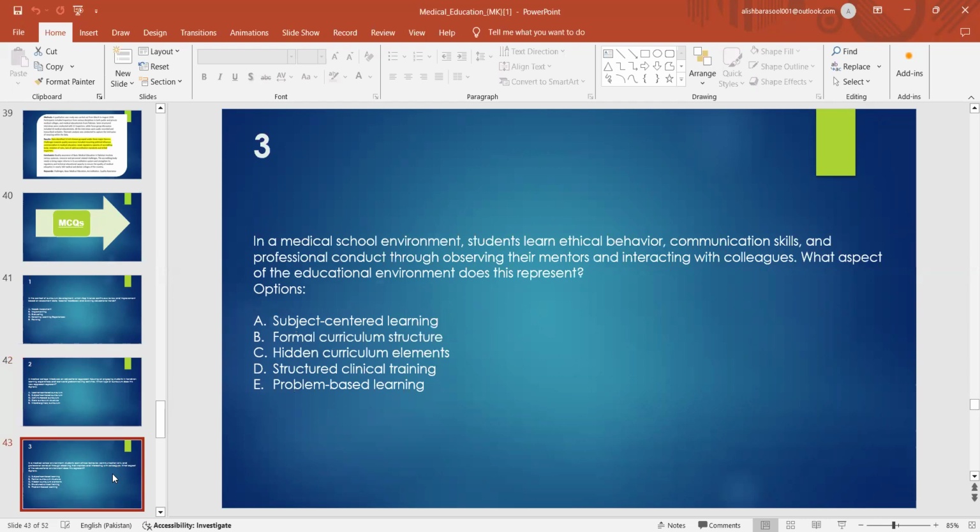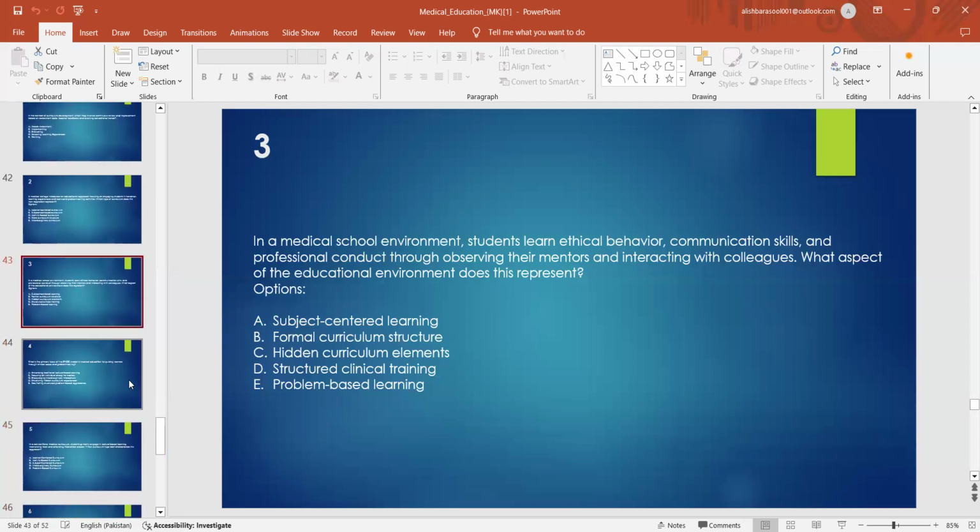In a medical school environment, students learn ethical behavior, communication skills, and professional conduct through observing their mentors and interacting with colleagues. What aspect of the educational environment does this represent? A, subject-centered learning, B, formal curriculum structure, C, hidden curriculum elements, D, structured clinical training, or E, problem-based learning? E, problem-based learning. A is the right answer.